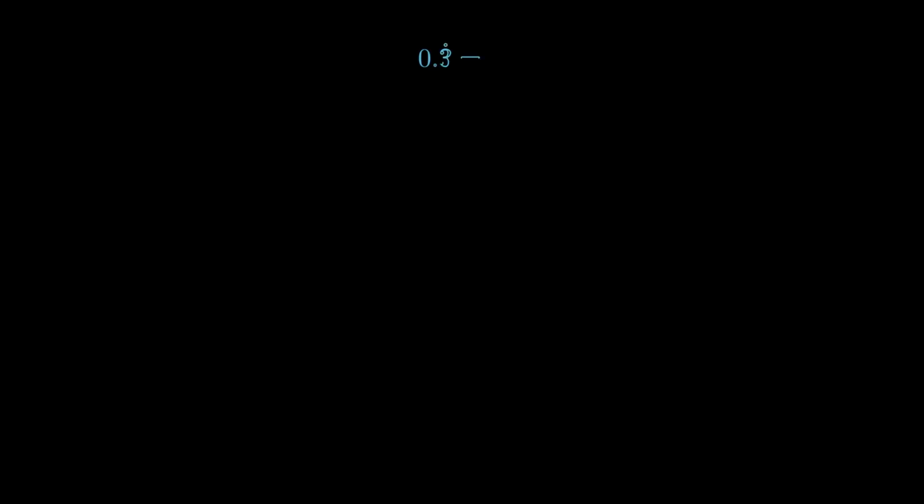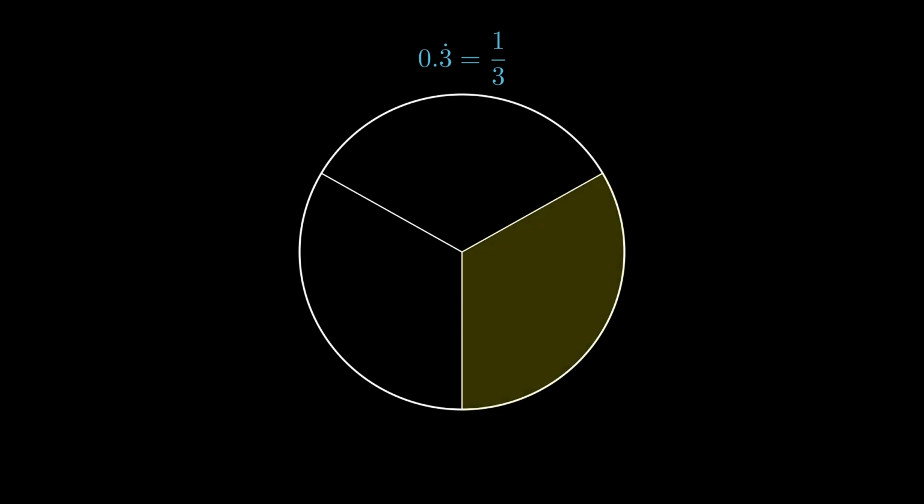Let's dive in. First, let's imagine a whole pizza. If we divide this pizza into 3 equal parts and choose one slice, it represents 1/3 of the whole. However, if we actually divide 1 by 3 to convert this fraction into a decimal, what happens? We get a decimal where the digit 3 repeats indefinitely, 0.3333 and so on. We agreed to denote this by placing a dot over the repeating digit, writing it as 0.3 recurring.